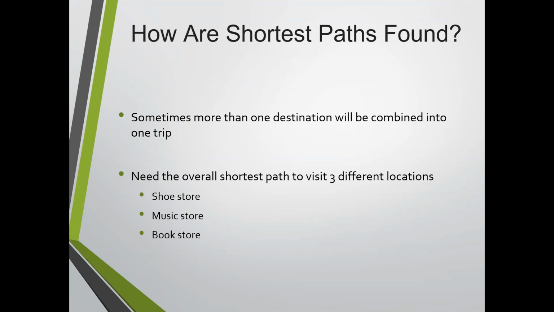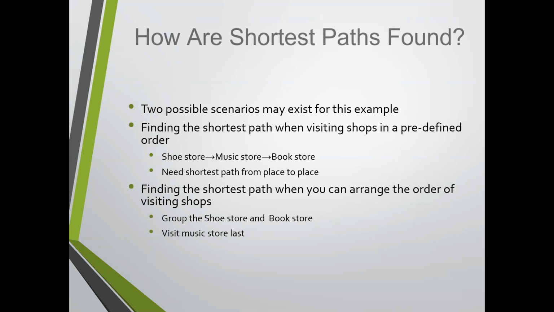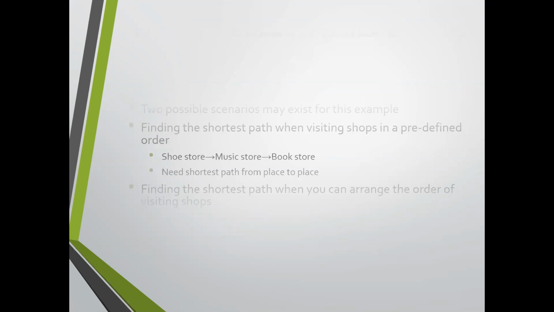So it just depends on what criteria you place in it. There are two possible scenarios. Finding the shortest path when you're using a predefined order, okay? So shoe store, music store to bookstore, that's the way you need to go. Find that shortest path based on that, or find the shortest path when the software can arrange the order for you, in whatever order works best to give you the shortest path. So it might say shoe store to bookstore first, and then from bookstore to music store. Okay, so it might do that based on those criteria.